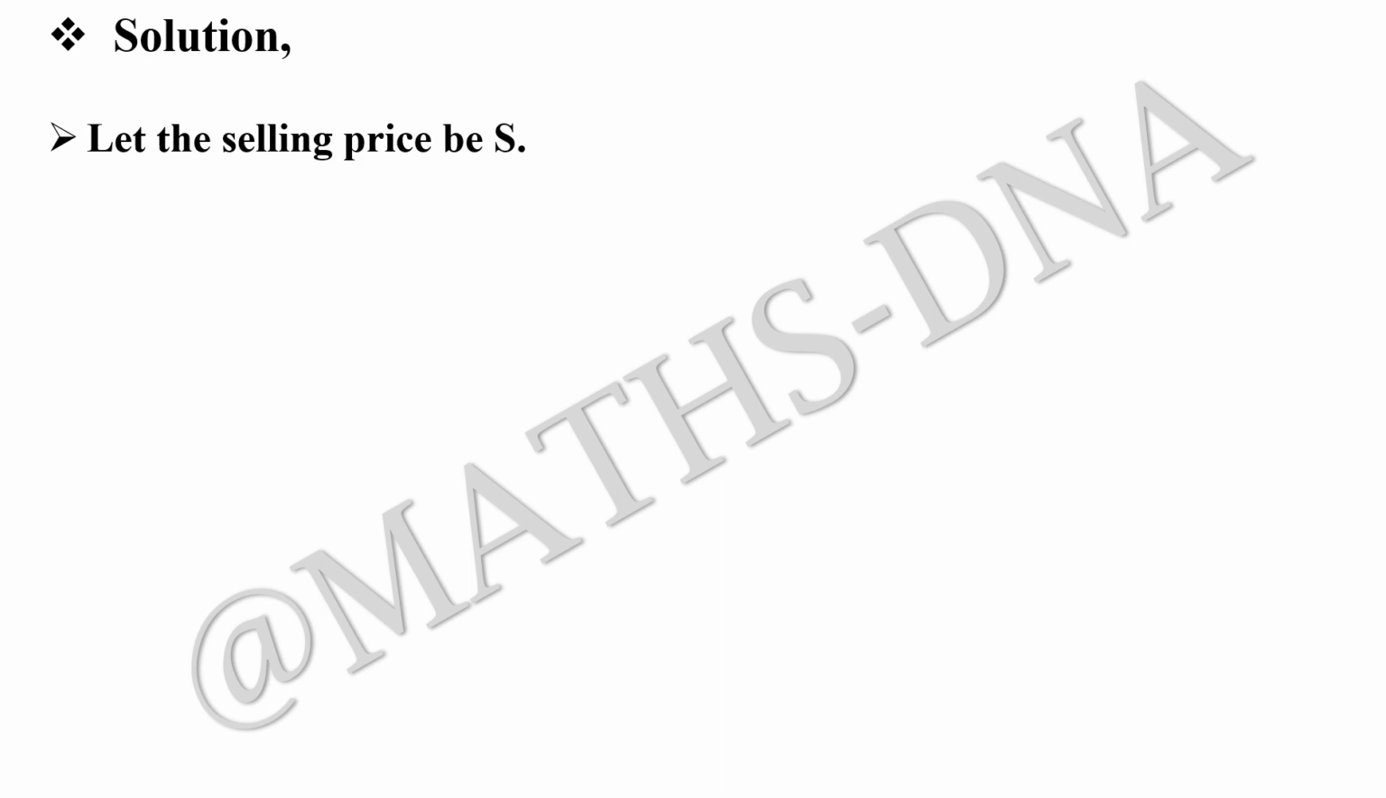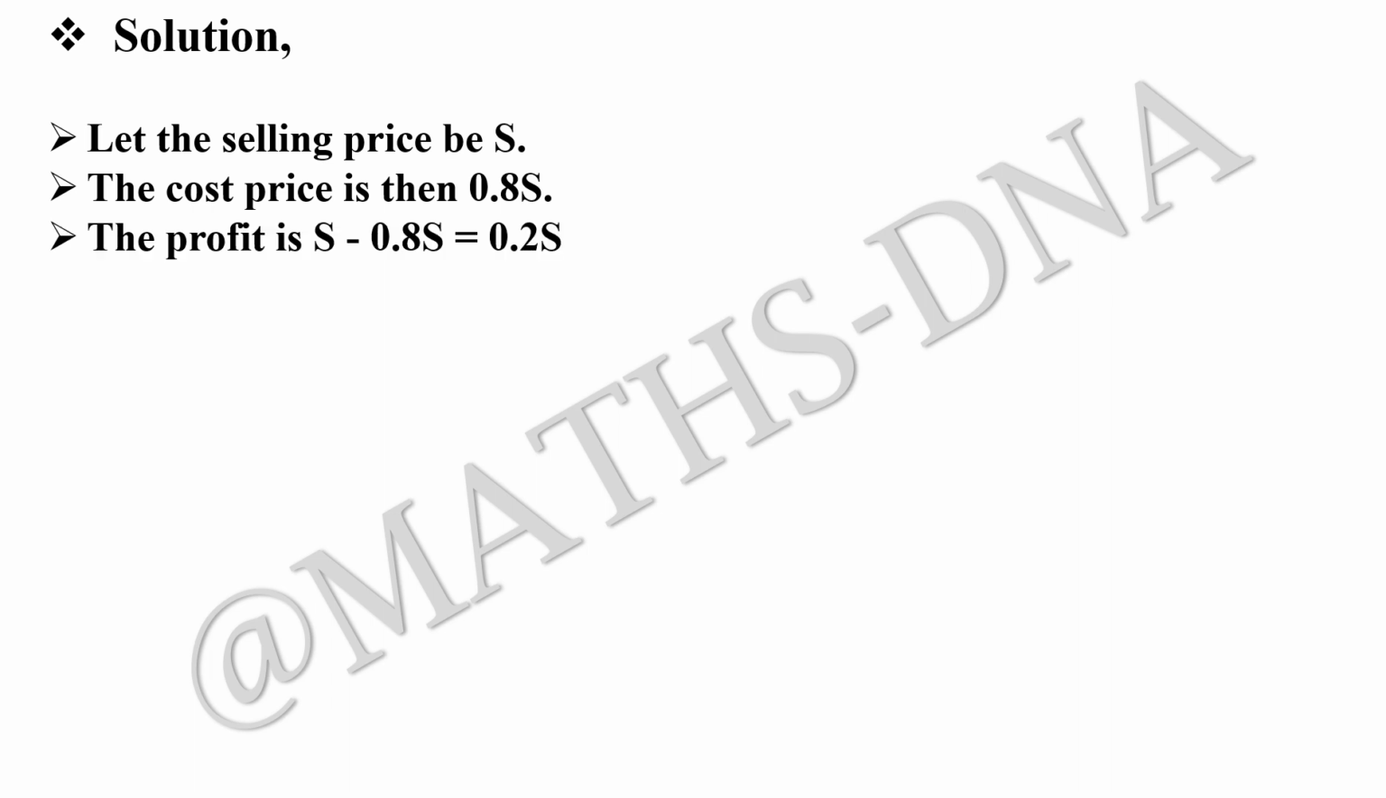Let us move on to the solutions. Let the selling price be S, and it says that the cost price is 80% of the selling price. So cost price will be 0.8 S. Now the difference over here, the profit, is S minus 0.8 S, that is 0.2 S.